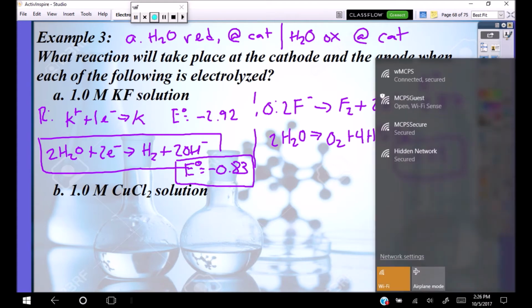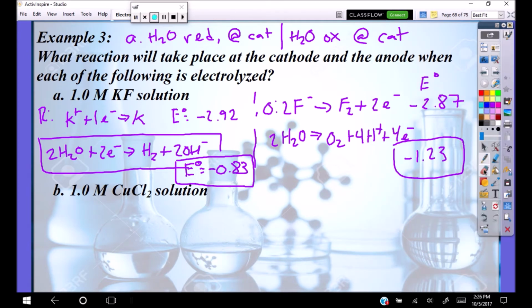I'm sorry, not cathode, anode, oxidized at the anode. So even though we have KF in this solution, it actually really doesn't have much impact. When a current is applied, the water will be oxidized and reduced, so we'll get hydrogen and oxygen gas. It's actually a pretty nice separation, and that's how we can determine the separation of water.